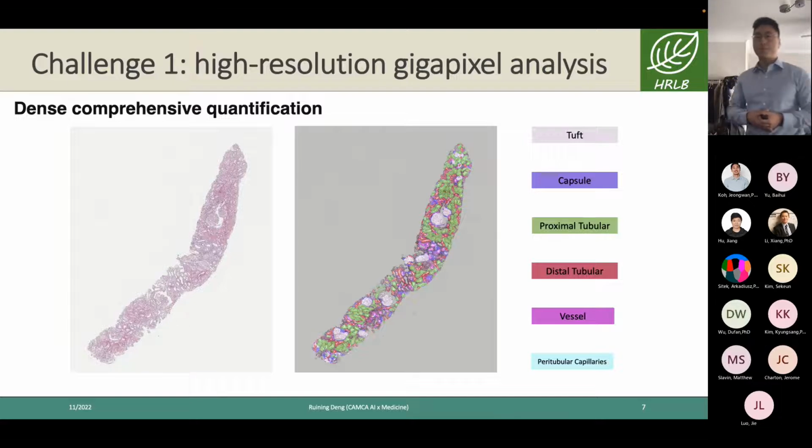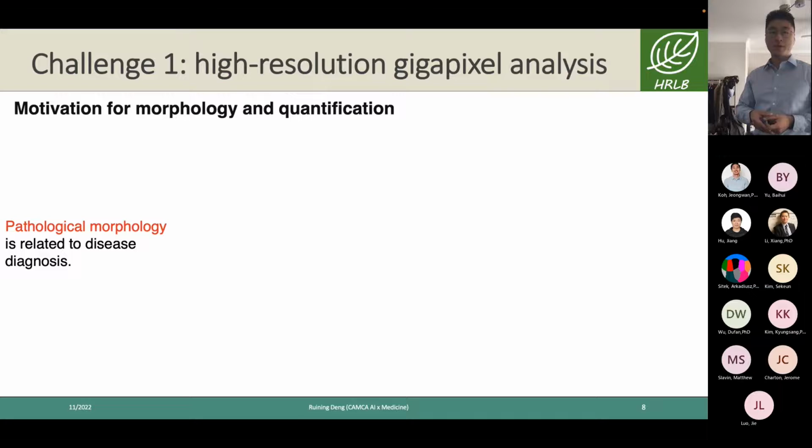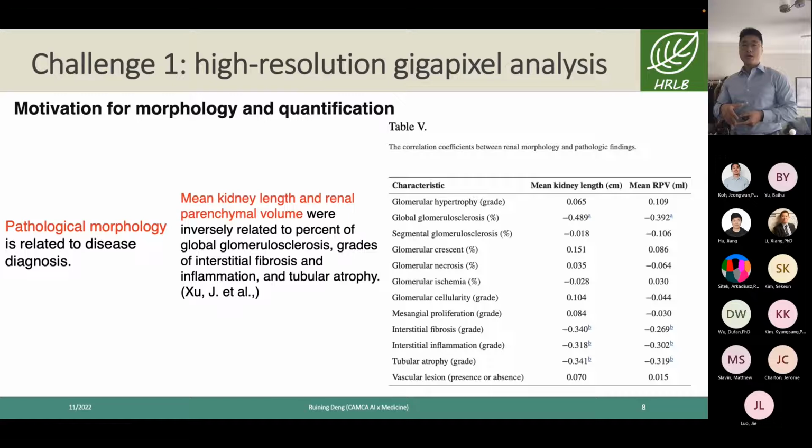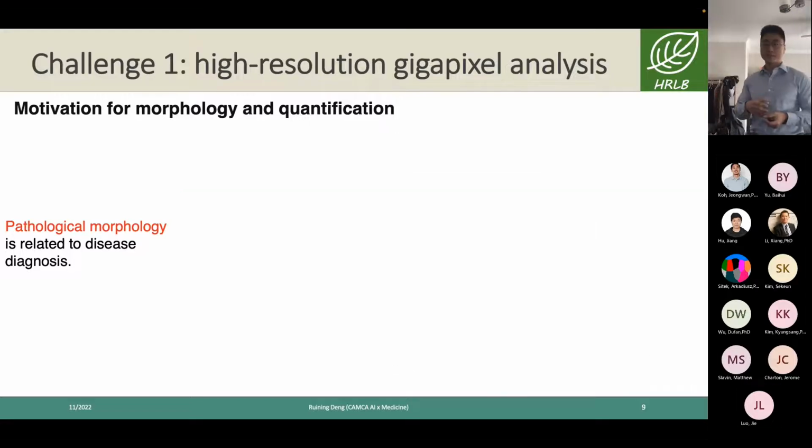It's also important to think about why we should do comprehensive quantification for pathological images. When pathologists look at whole slide images, they usually capture morphological patterns for disease diagnosis. For example, the mean kidney length and renal parenchymal volume are very important for different diseases. So if we can use computer vision technology to provide quantification for those two metrics, we can probably get a more stable diagnosis.